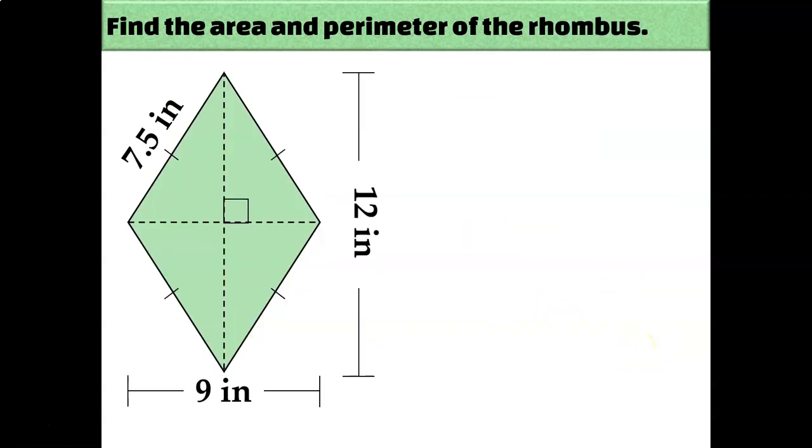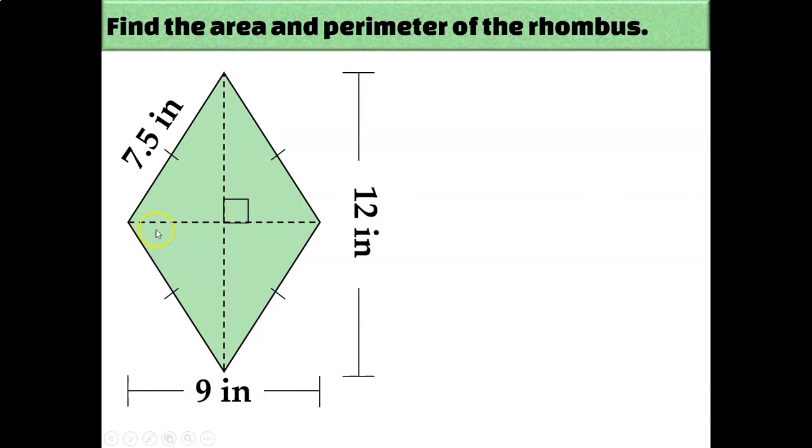All right, let's try some rhombuses. The area of a rhombus is equal to 1/2 times diagonal 1 times diagonal 2. And oftentimes on a rhombus, you'll see the diagonals labeled like this on the outside of the shape. And that's because of the way that the diagonals intersect each other. It can be hard to label what those diagonals actually are in a clear way.